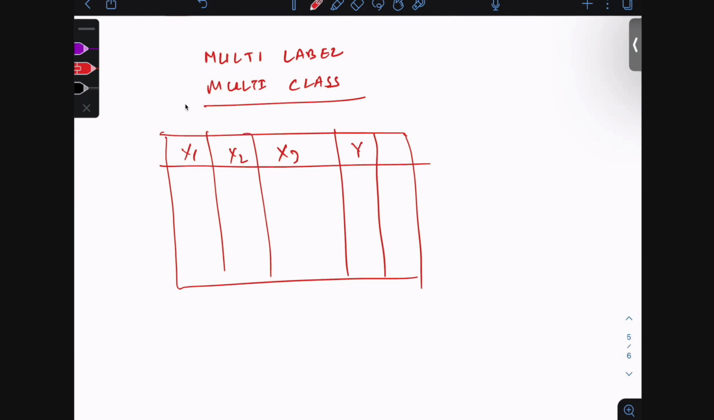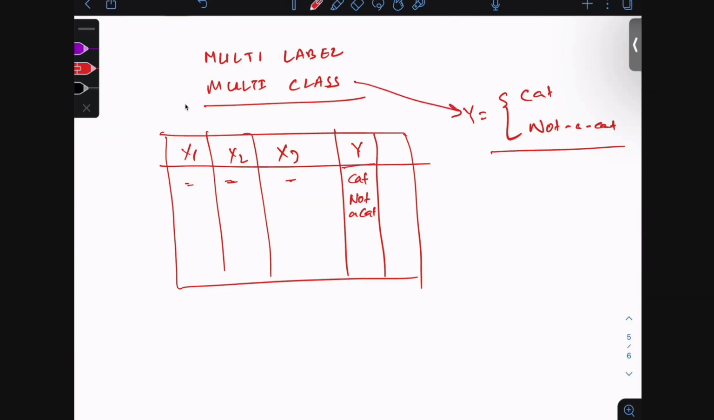Let's say, what is multi-class? Some weight or color or some features are given, and here what I need to do is predict whether it's a cat or not a cat. Let's say my y belongs to cat or not a cat. If only these two categories are present, it will still belong to the multi-class problem, but a special case where we only have a binary class, two classes.